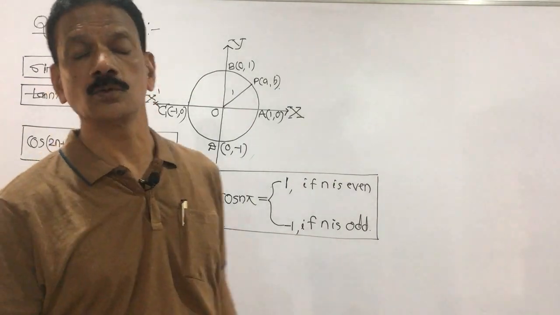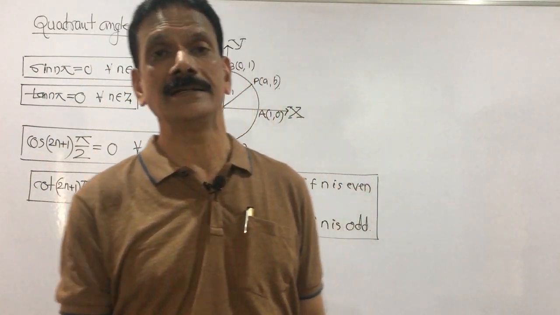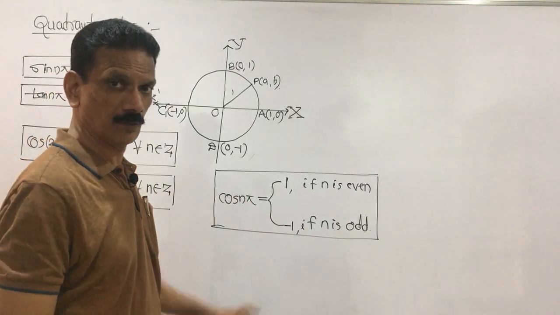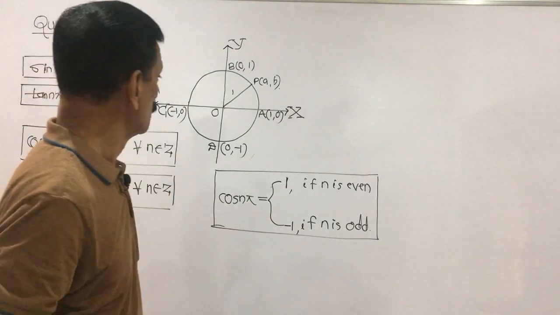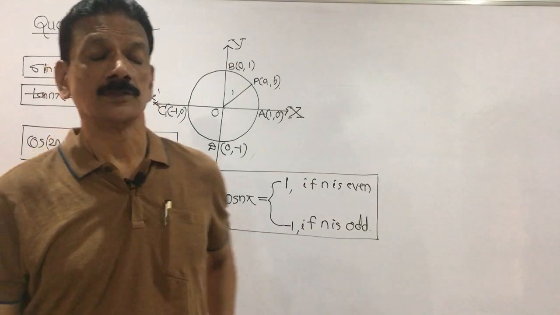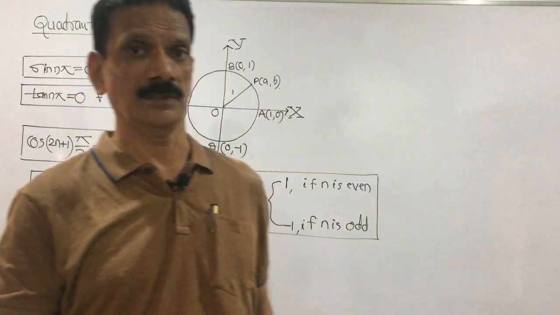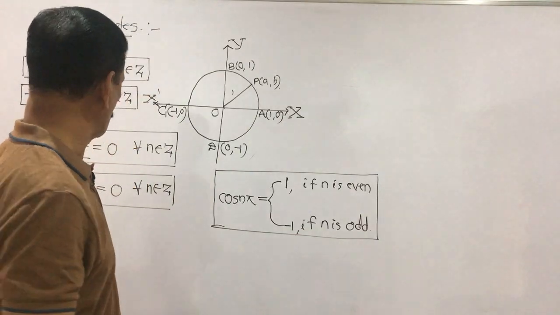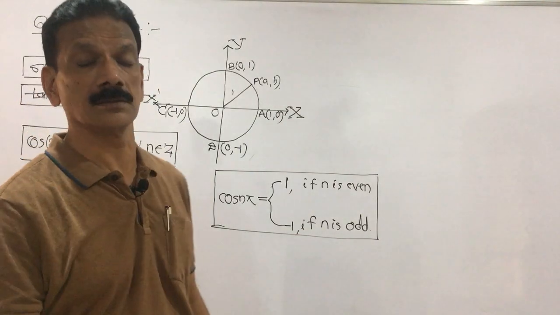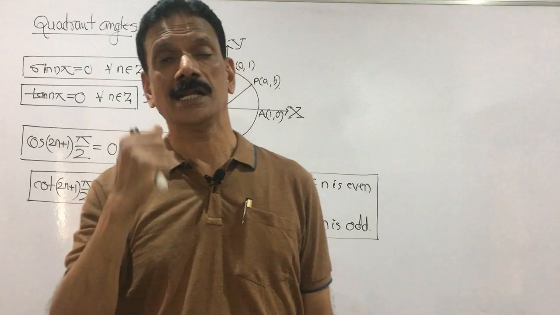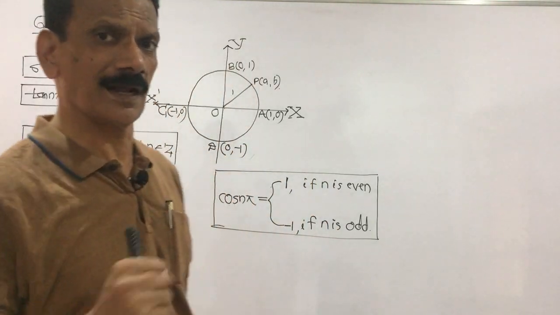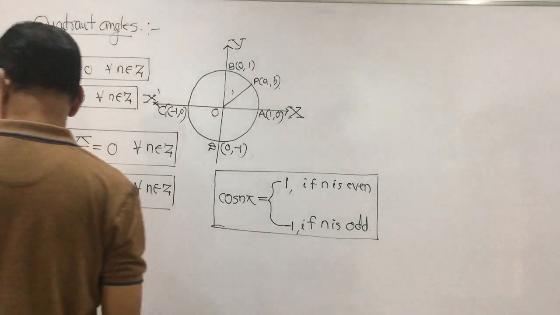Cos of 2 lakh pi. What will you write? It is plus 1 because 2 lakh is an even number. I hope you understand, my dear friends. So, these are the things you remember. When you have this, you will not have any problem in the future. Whenever you come across such big numbers or angles, you can easily calculate the value. Okay, my dear friends. After this, we shall discuss the graphs of the functions sine, cos and tan.